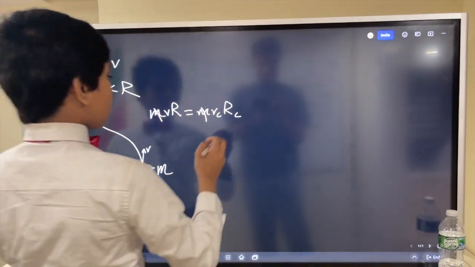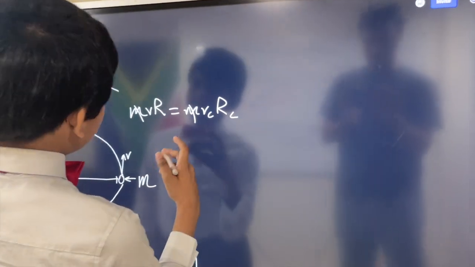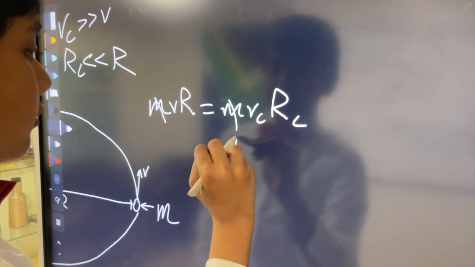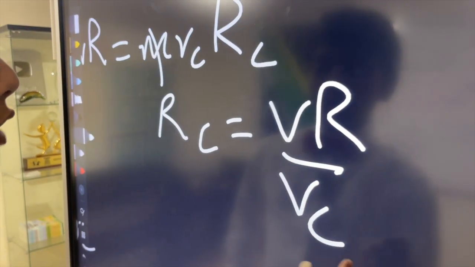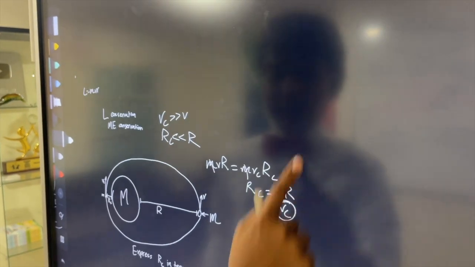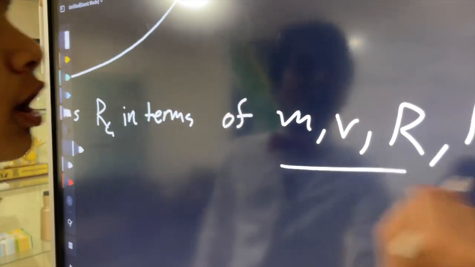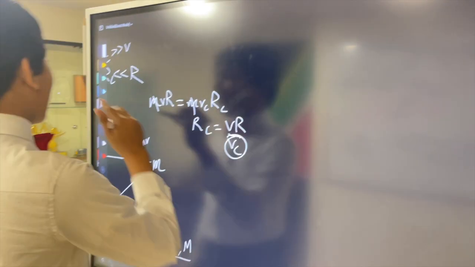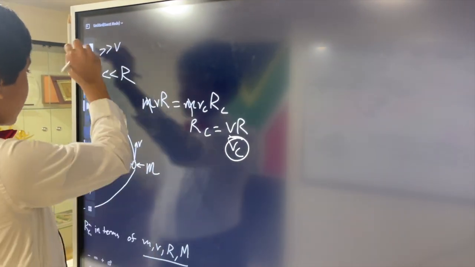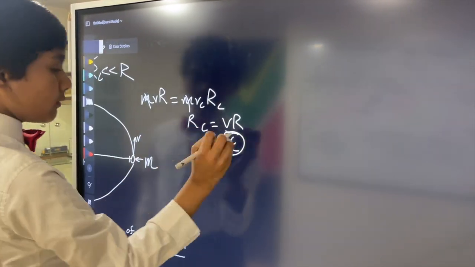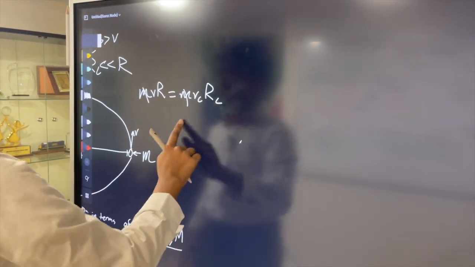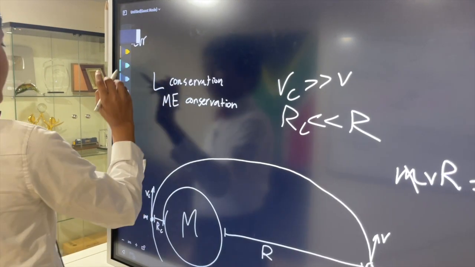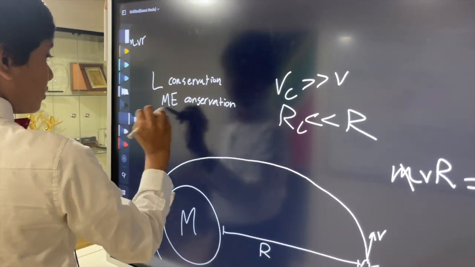And now, we want to find RC, but this equation just won't do it for us, because if we find RC using this, it gives us VR over VC. And using VC in our answer when it explicitly told us not to is not satisfactory. And that's where the second part of this problem comes in. Mechanical energy conservation.